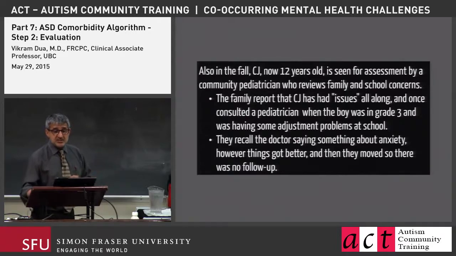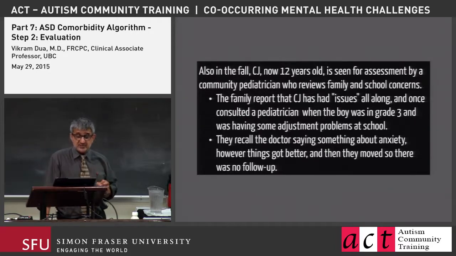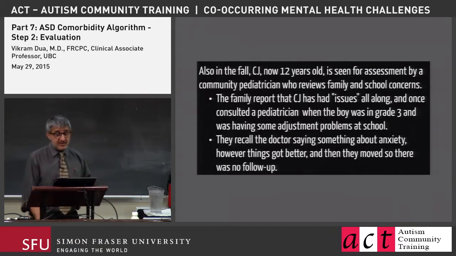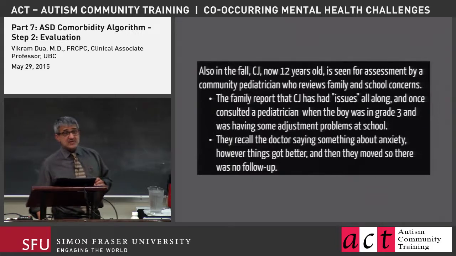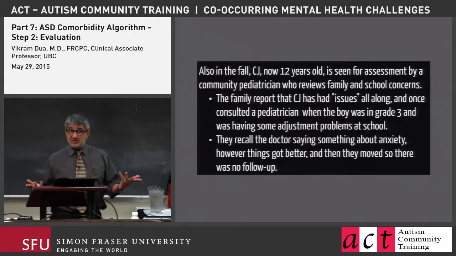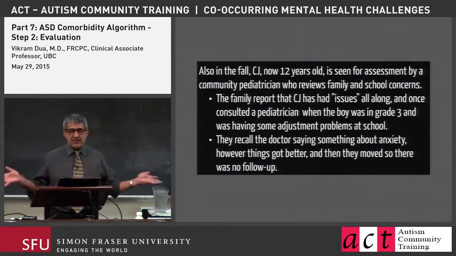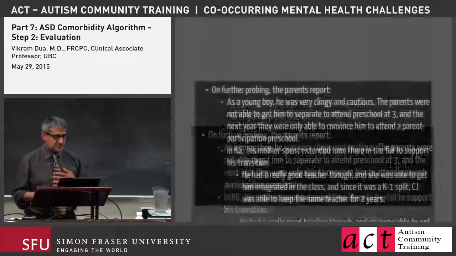In the fall, CJ, who's now 12, is seen by the pediatrician, who reviews the information from the family and the school. The family says, well, CJ's always had some difficulties. And in fact, when they were in the previous residence in grade 3, there were some issues at school. They went to see the pediatrician. They recall saying something about anxiety, but things kind of got better, and then they moved, and things kind of went underground, and there was no follow-up.